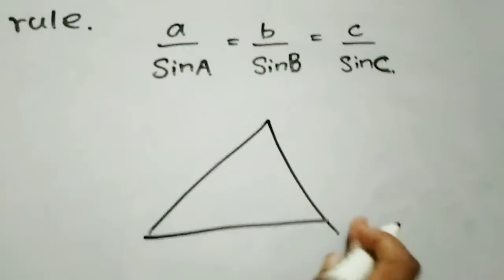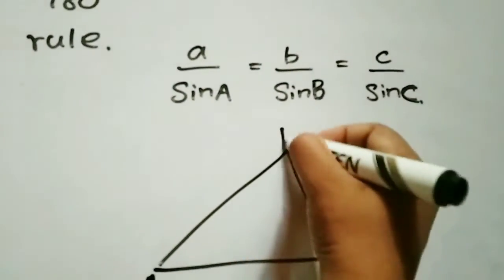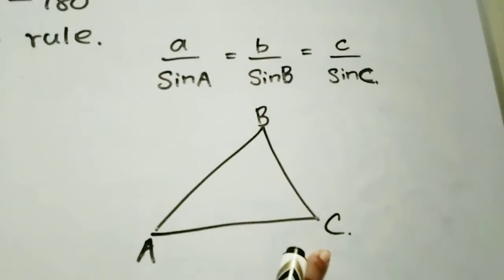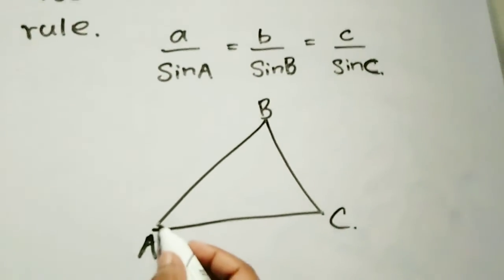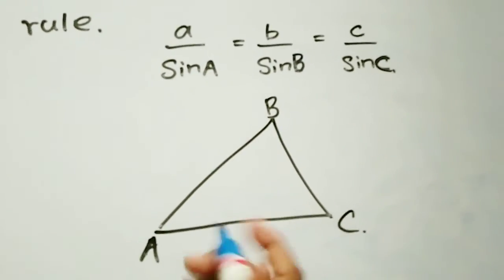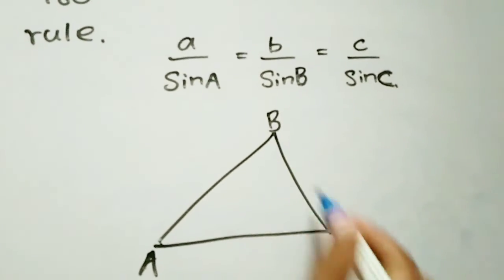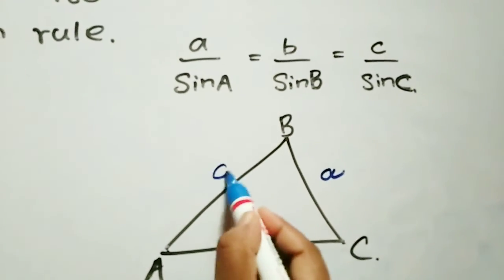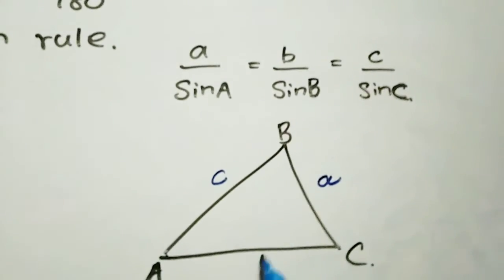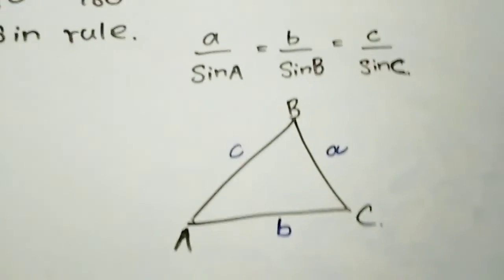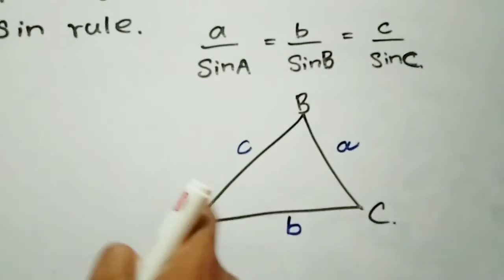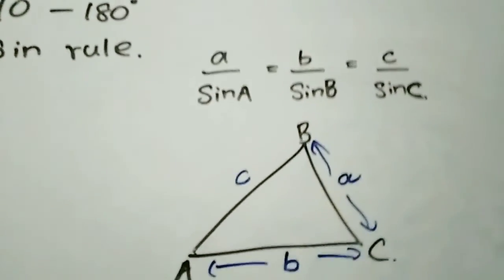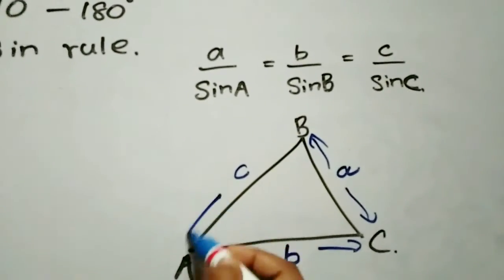Let's consider a triangle ABC. Opposite to A is simple a. The simple letters represent the sides. The angle opposite to the simple letter a is capital A. Likewise B and C. The side length opposite to angle B is simple b.